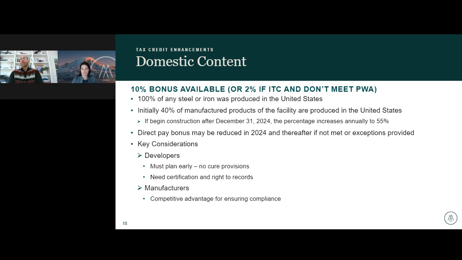Here's what we did, and here's the calculation essentially that shows us that we met our domestic content requirements. So you do need to plan early. And right now there is no cure provision. So if you are at 49% of your manufactured, or 39% of your manufactured products, you're not going to meet it. You can't cure when you do the calculation. So it is important to plan early.